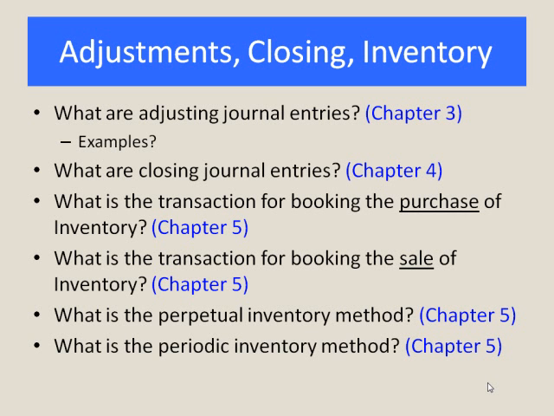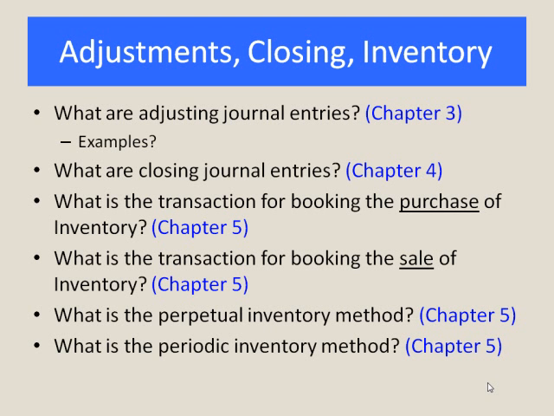Take a look at the closing journal entries. What are the temporary accounts in that accounting equation? Which accounts get refreshed at the beginning of each year? And those would be revenue, expense, and dividends. Those account balances are swept to retained earnings at the end of the year.